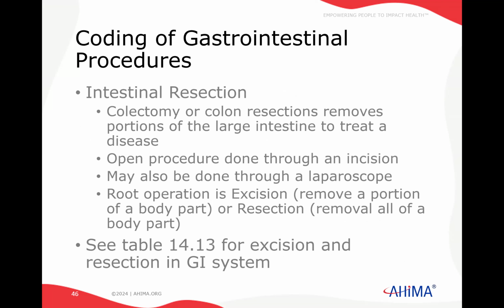An intestinal resection, a colectomy, is basically removing a portion of the colon. We sometimes see these in cancer operations and what have you. And these could be done either through an incision, low anterior resection type of thing, or it could be done through a scope. The root operation is an excision because we're removing a portion of a body part, or if we're doing a total colectomy, it's a resection because we're removing the entire colon. And these are illustrated in table 14.13 in your text.